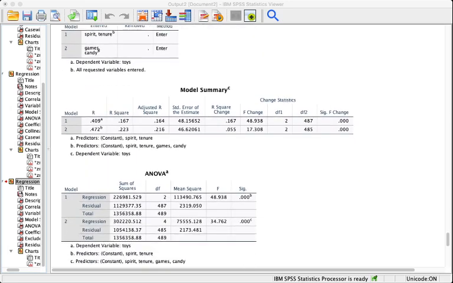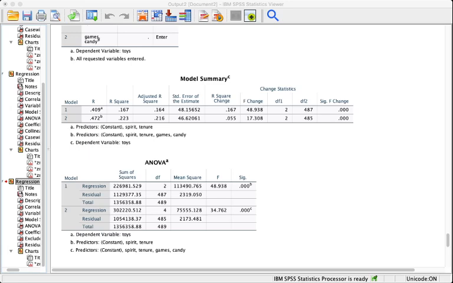Now, this model summary table is useful. It isn't just telling us the exact same thing as the ANOVA, although they still tell us similar things. Now, it's giving us this R-square change and F change. This is telling us what additional information, how much more variance we can explain in the model based on adding in games and candy.